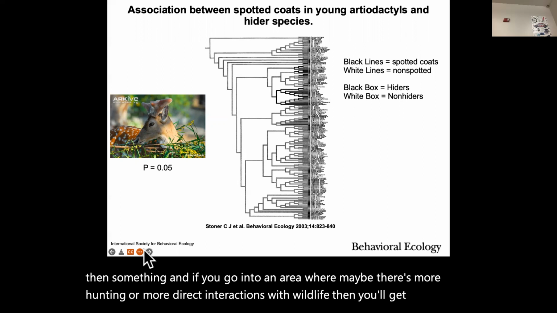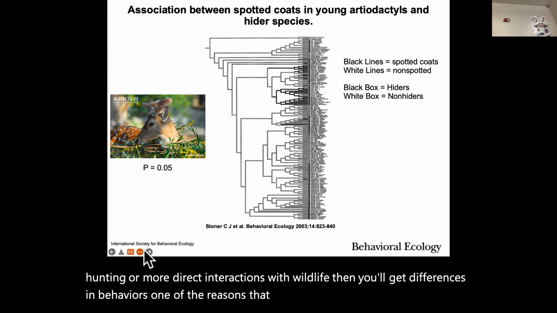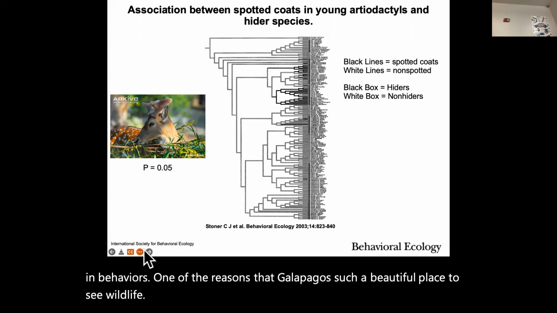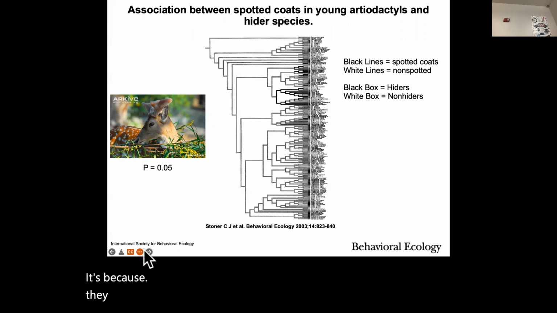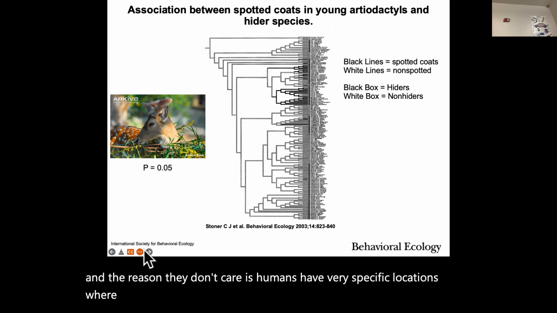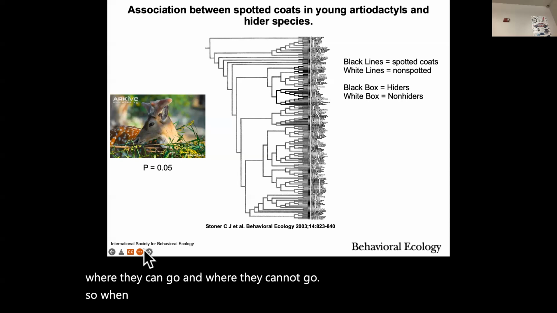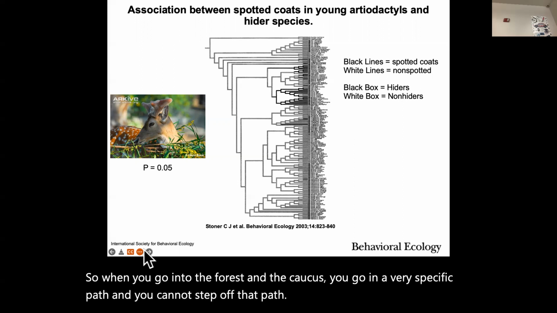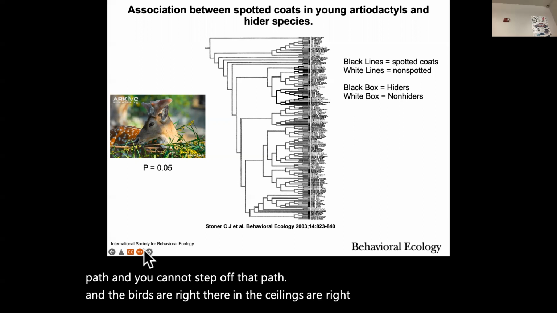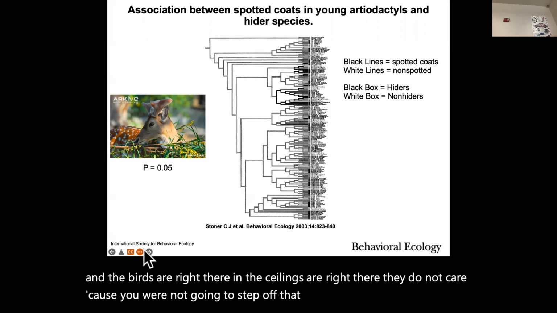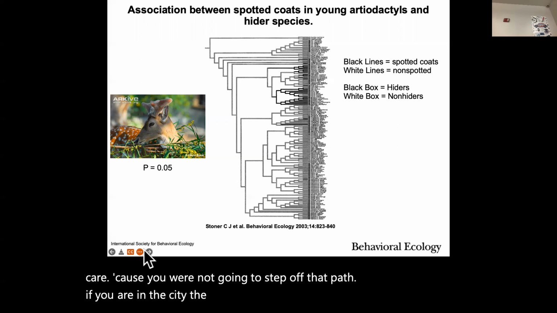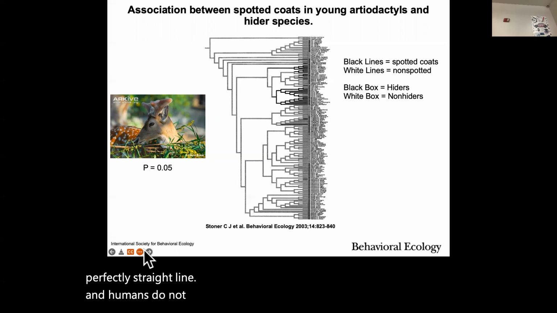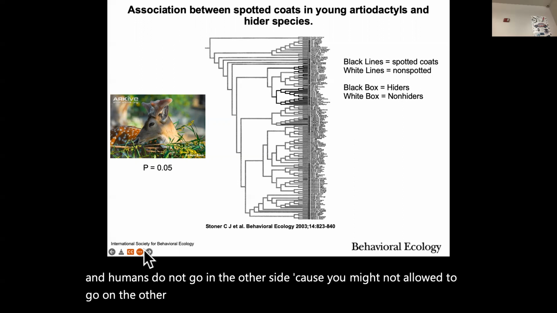One of the reasons the Galapagos is such a beautiful place to see wildlife is because they don't care. And the reason they don't care is humans have very specific locations where they can go and where they cannot go. So when you go into the forest in the Galapagos, you go on a very specific path and you cannot step off that path. And the birds are right there and the sea lions are right there. They do not care because you are not going to step off that path. The lines between the national park and the city are a perfectly straight line. And humans do not go on the other side because you are not allowed to. Period. Everything else is off limits.